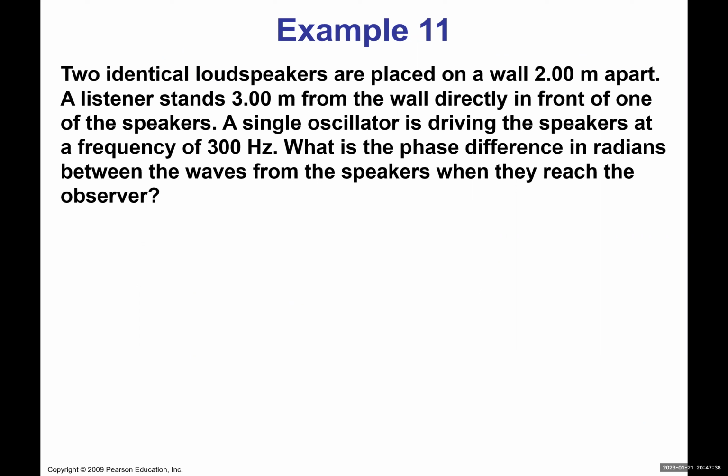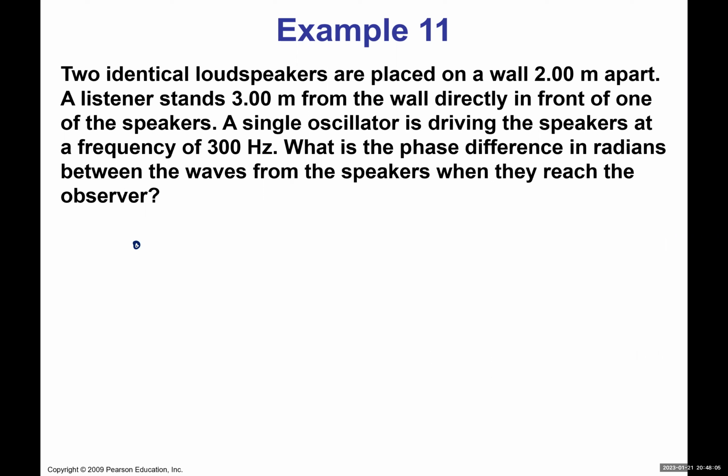All right, one more example over here. You have two identical loudspeakers placed on a wall 2 meters apart, kind of similar to what we had. A listener stands 3 meters from the wall directly in front of one of the speakers. A single oscillator is driving the speakers at a frequency of 300 hertz. What is the phase difference in radians between the waves from the speakers when they reach the observer?